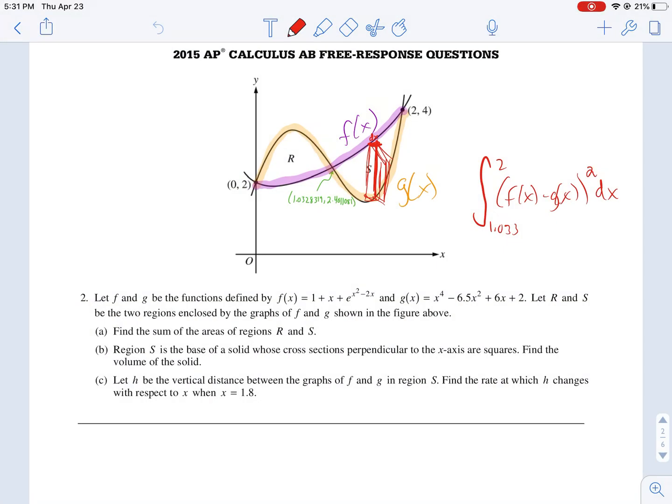So there you go for the answer. And then let's get rid of all that stuff.